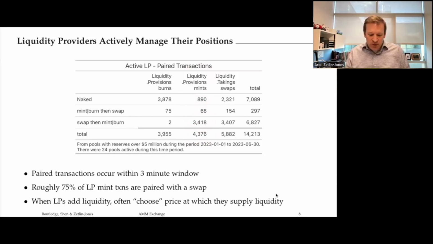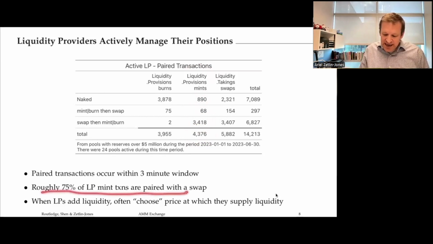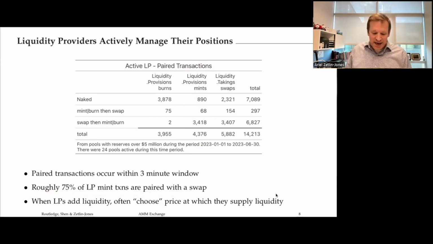And so I'm going to interpret this as 75% of liquidity provider mint transactions among active liquidity providers. There should be "active" here, apologies. 75% of active liquidity provider mint transactions are paired with a swap within a very narrow window. And so I'm going to interpret this as our liquidity providers are often choosing the price at which they choose to supply liquidity.